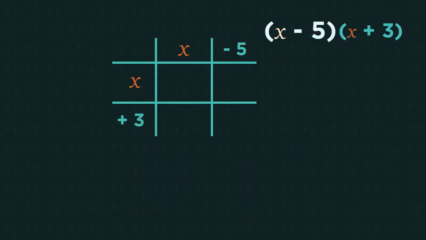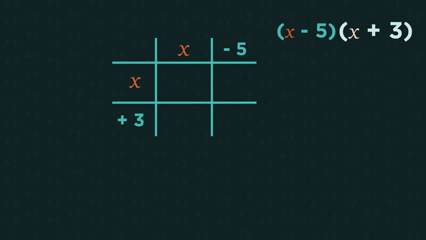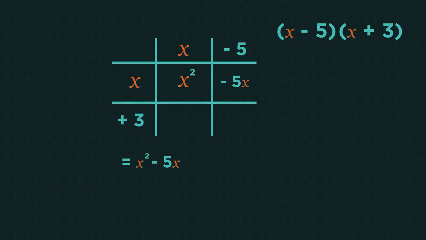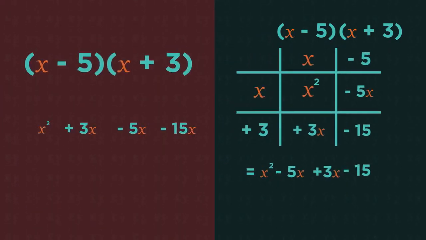The second method is by splitting up each bracket into a grid. And then just multiply each bit together. X multiplied by x gives x squared. X times negative 5 is negative 5x. 3 times x is 3x. And 3 times negative 5 is negative 15. For both methods, we then just need to simplify the middle terms by adding 3x and negative 5x to get negative 2x. So that's our final answer.